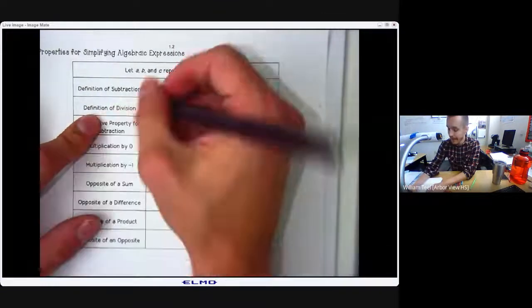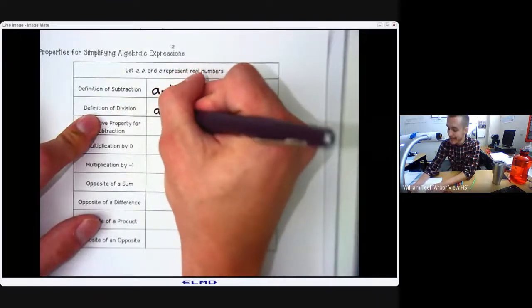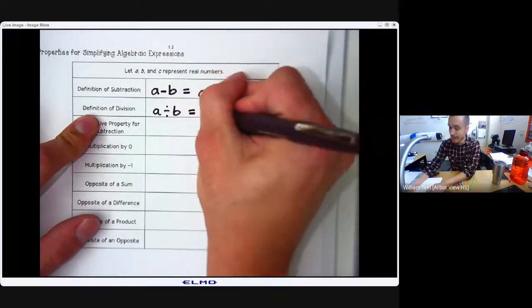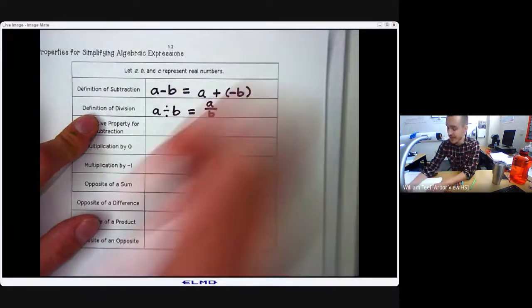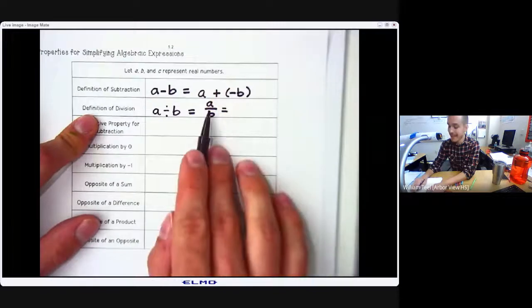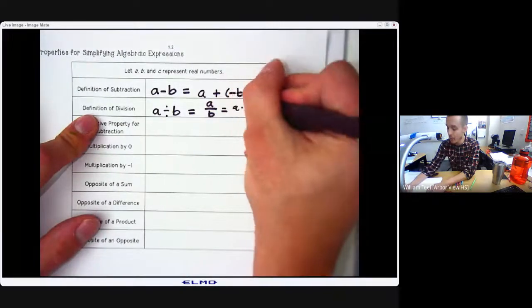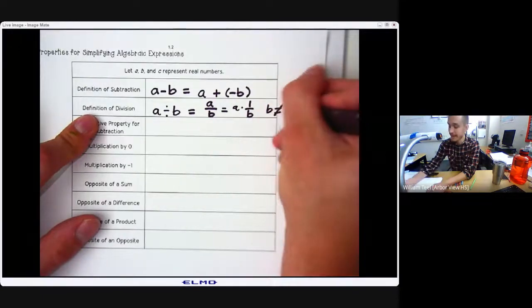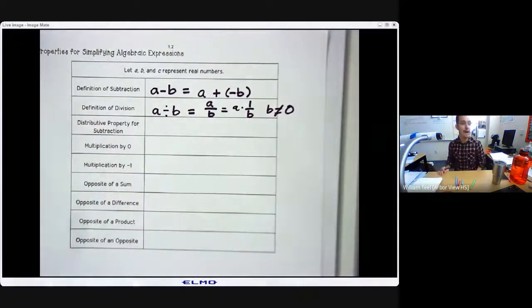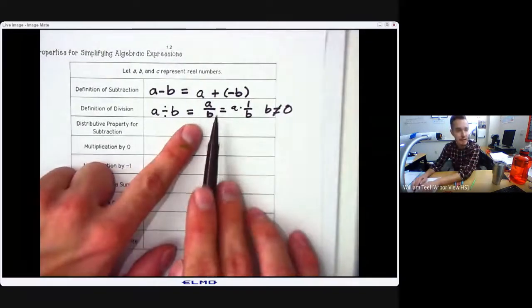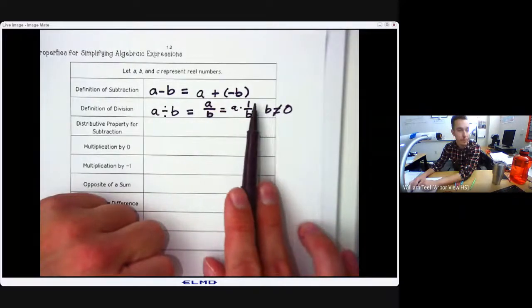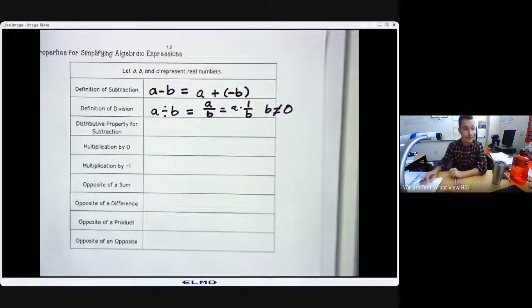Definition of division, A divided by B is equal to A over B. We can represent that as a fraction, which is also equal to, we can pull out this A and say A times 1 over B. However, B cannot be equal to 0. Here's the formal definition of division. A divided by B is also represented as the fraction A over B. We can pull out A and just multiply A times the fraction 1 over B. B cannot be equal to 0.